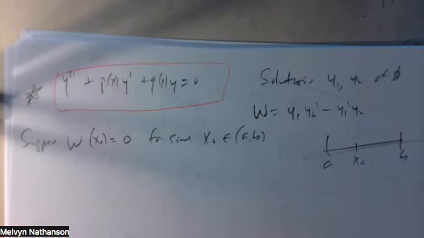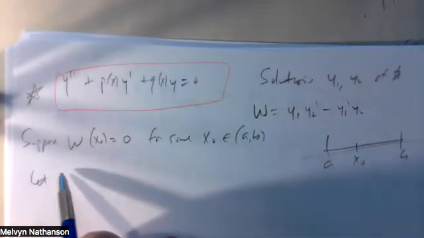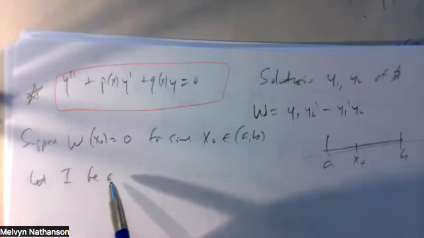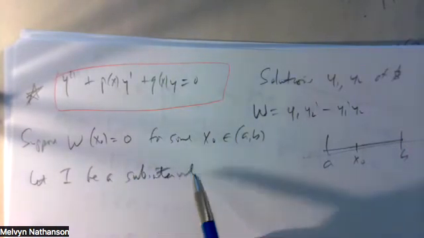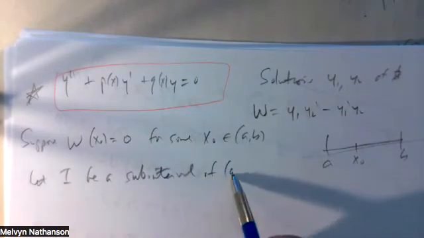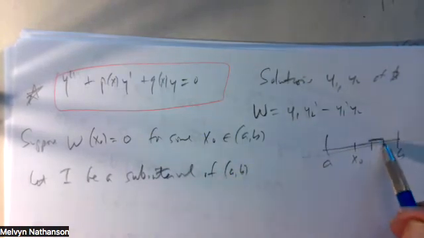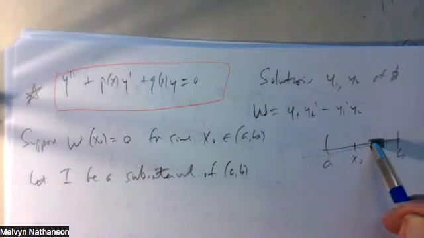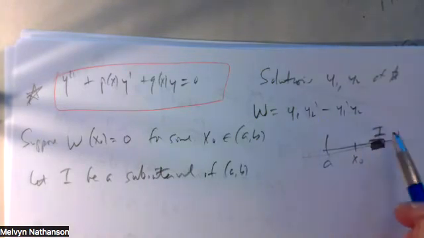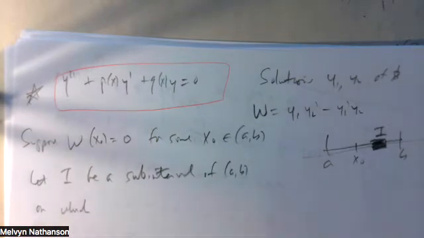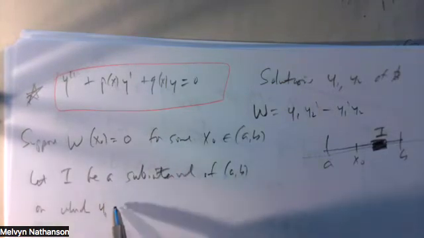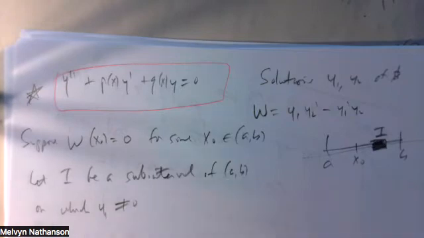Now, suppose there's an interval, so let me write it the way the text does, I, a subinterval from A to B. So maybe here is some subinterval I on which y1 is never zero.